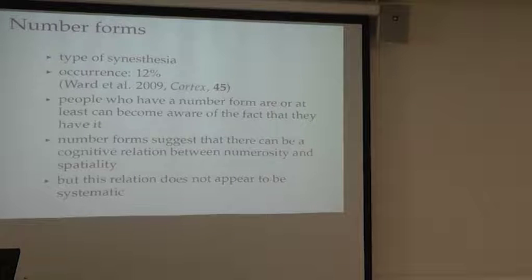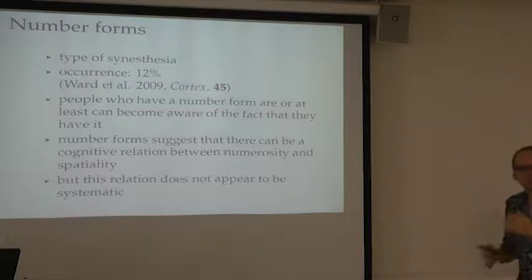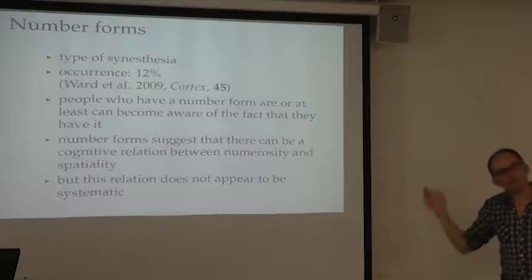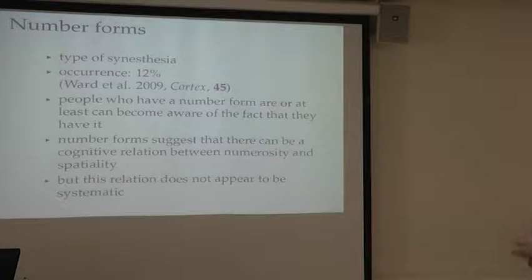Right, so there's an obvious way in which, if you have this, you might give a different shape to these kinds of number forms in different contexts. Okay, so people who have this, I've said this, can become aware of it. Now, what is this? What do we do with this?